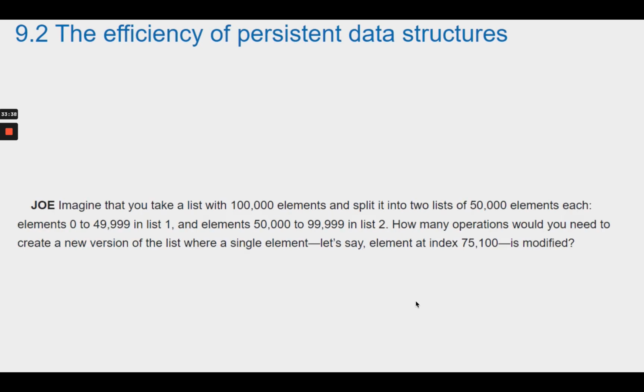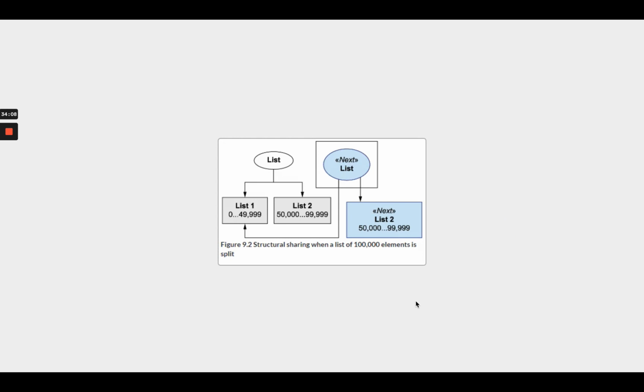Joe, imagine that you take a list with 100,000 elements and split it into two lists of 50,000 elements each. Elements 0 to 49,999 in list 1, and elements 50,000 to 99,999 in list 2. How many operations would you need to create a new version of the list where a single element, let's say element at index 75,100, is modified? It's hard for Theo to visualize this kind of stuff mentally. He goes back to the blackboard and draws a diagram. See figure 9.2. Once Theo looks at the diagram, it's easy for him to answer Joe's question.